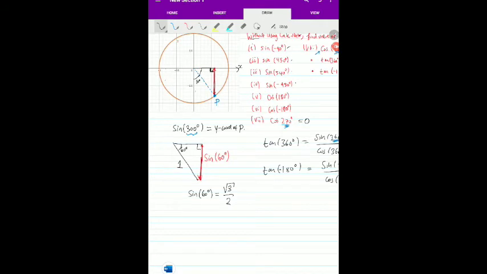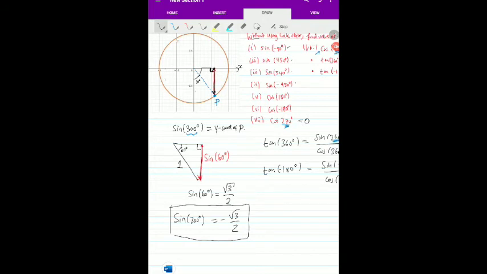So we're not done yet. We need the y coordinate of P. P is below the x-axis, so it's going to be negative. So sine of 300 degrees: to get from here to here, I have to walk by square root of 3 divided by 2. So it's minus root 3 divided by 2. That's sine of 300 degrees.